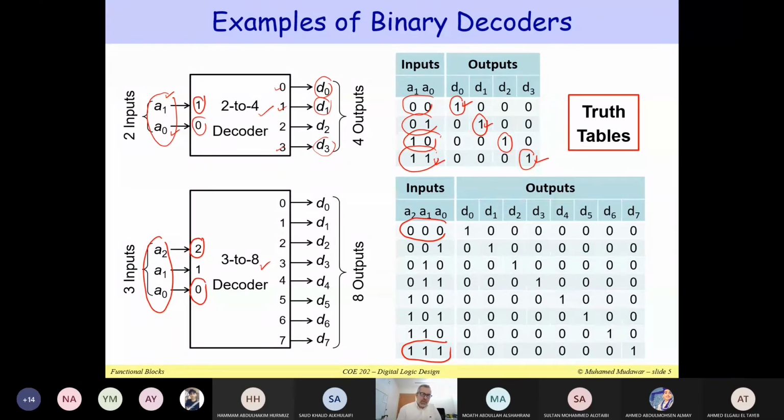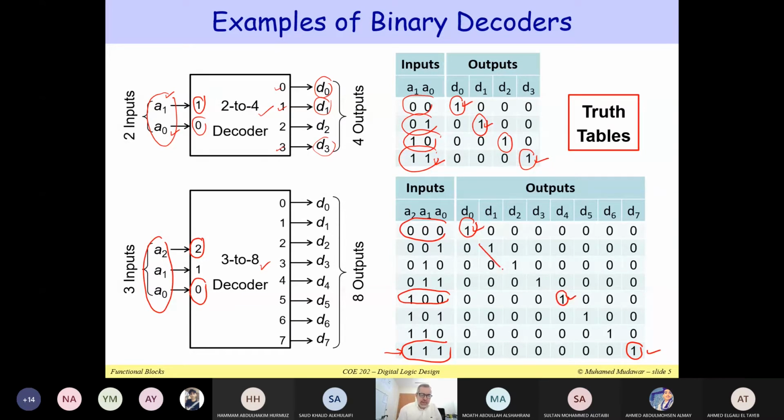So if the input is 0 0 0, it means that D0 must be equal to 1. And if it is 1 1 1, then D7 must be equal to 1. Okay? Because 1 1 1, if you convert it to decimal, you will get 7. So therefore, only output D7 will be equal to 1. Now you can pick any entry, for example, 1 0 0. It means 4. So therefore, D4 must be equal to 1.